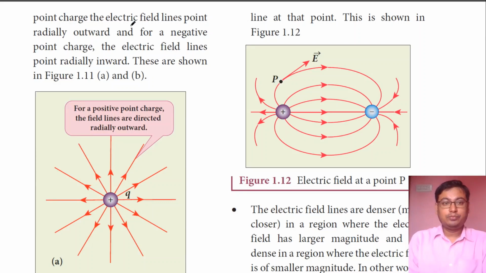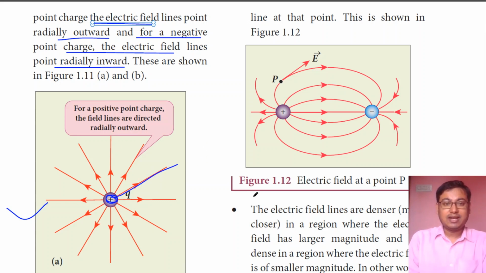For a positive point charge, the electric field lines radially come outward, and for a negative point charge, the electric field lines point radially inward. What does that mean? If we have a positive charge, like this, here we have positive charge Q. In that situation, the electric field lines start from the charge and go in outward direction.